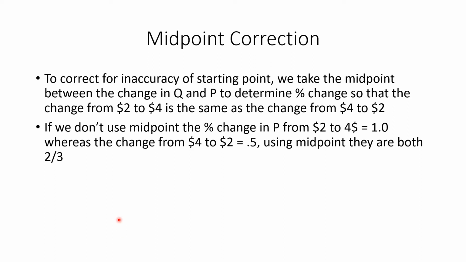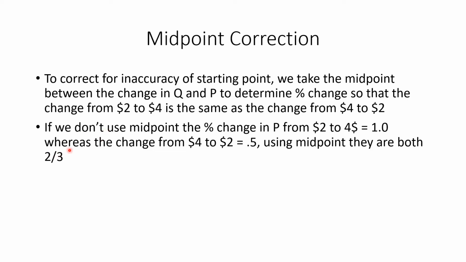So for example here, if you do it straight, without the midpoint, when you calculate the price change from $2 to $4, that's a $2 price increase. That's 100% of the original value. You're increasing it by $2. With me so far? Okay. But if you go the same price change of $2, dropping from $4 to $2, you end up with a 50% price change. So which is it? Is it a 100% price change, or is it a 50% price change?